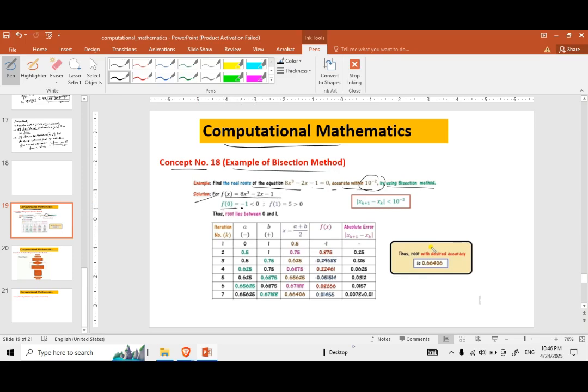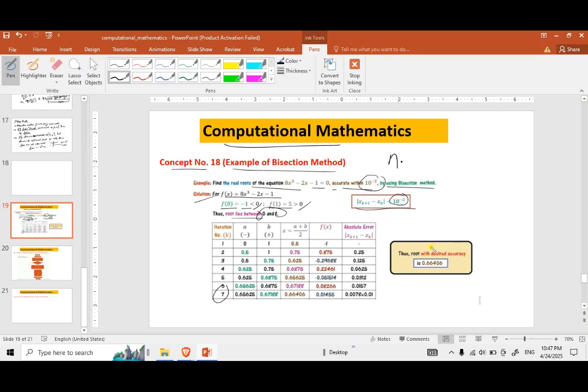Here f of 0 is -1, which is negative, and f of 1 is 5, which is positive. Also, the absolute error should be less than 10 to the power minus 2. Thus, the root lies between 0 and 1. And here the number of iterations becomes 7. But why can we find this number of iterations?